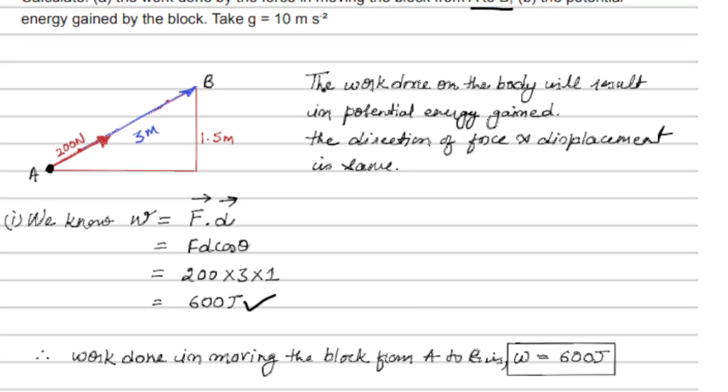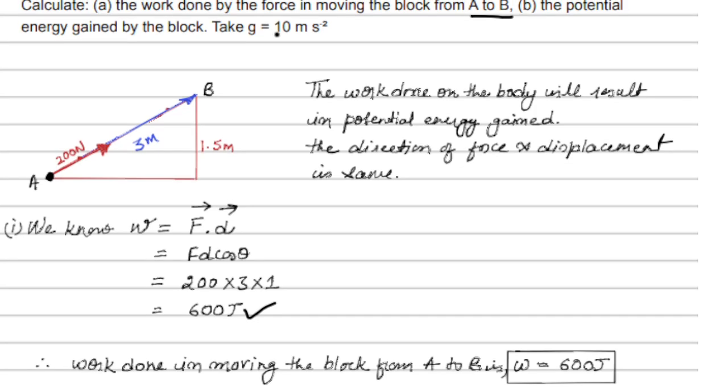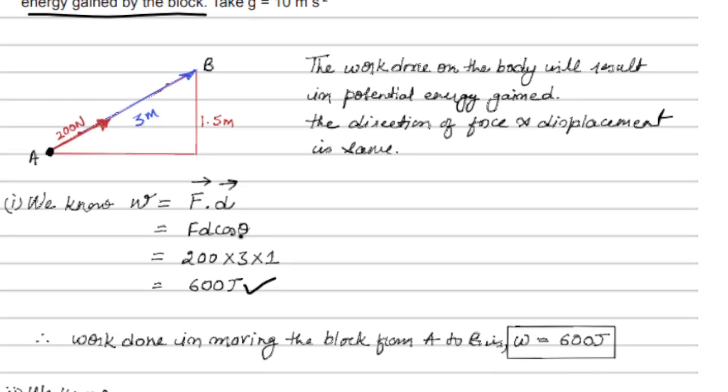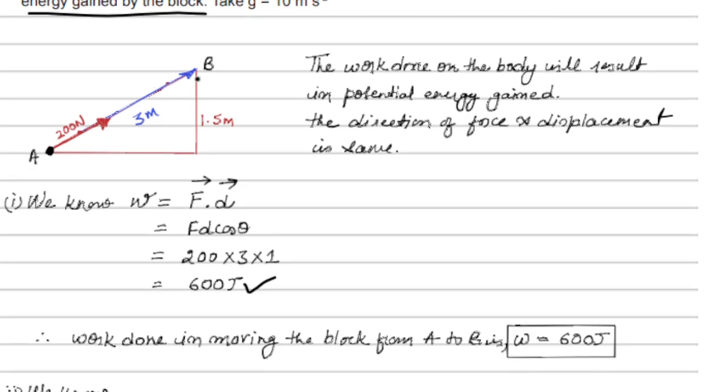Now let's see the second part of the question. They're asking us the potential energy gained by the block. In the diagram, they have given us the vertical height. Whenever we are talking about potential energy, we are interested in vertical displacement, not horizontal. If we know how much it got displaced vertically, we can calculate the change in potential energy.